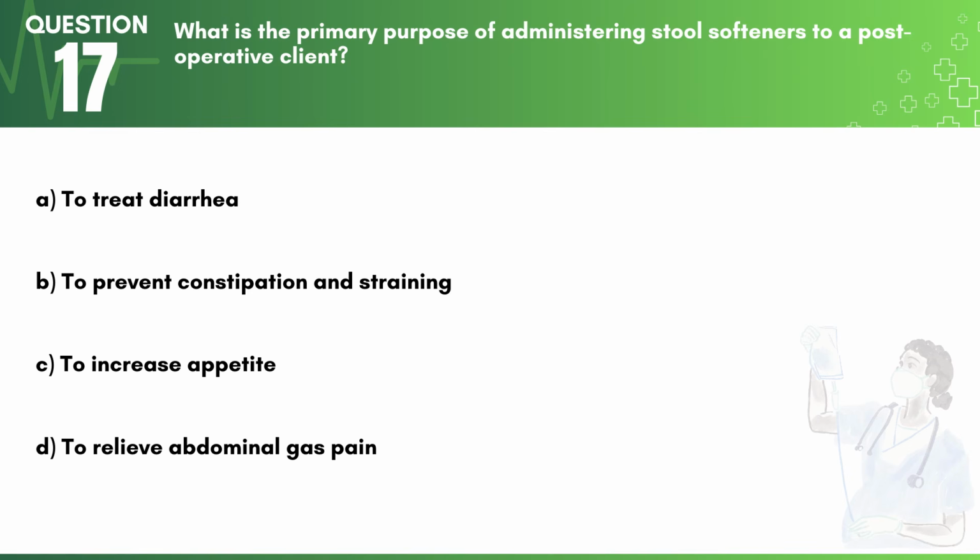Question 17. What is the primary purpose of administering stool softeners to a postoperative client? A. To treat diarrhea. B. To prevent constipation and straining. C. To increase appetite. D. To relieve abdominal gas pain.